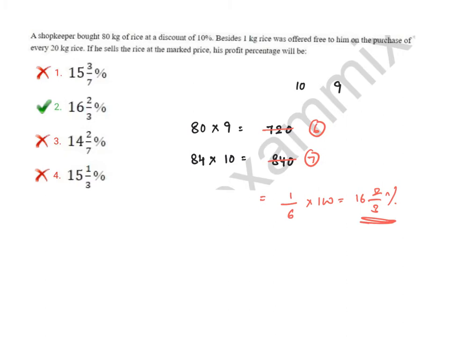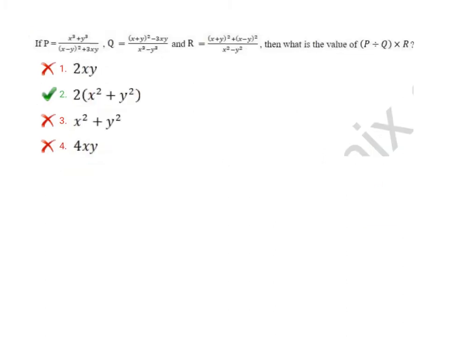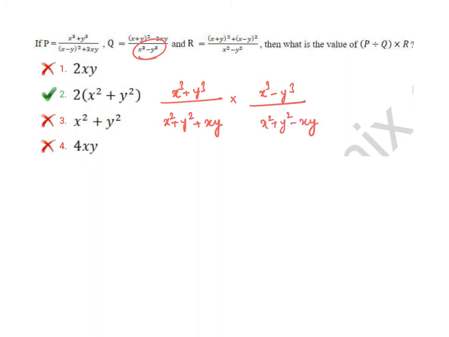If you understand, this will also be easy. Now it says P divided by Q into R. P you can write as (x cube plus y cube) by (x minus y) whole square plus 3xy, which is nothing but x square plus y square plus xy. Divided by means this goes up: x cube minus y cube by this, which becomes x square plus y square minus xy, into R. R you can write as 4xy by (x plus y) into (x minus y).